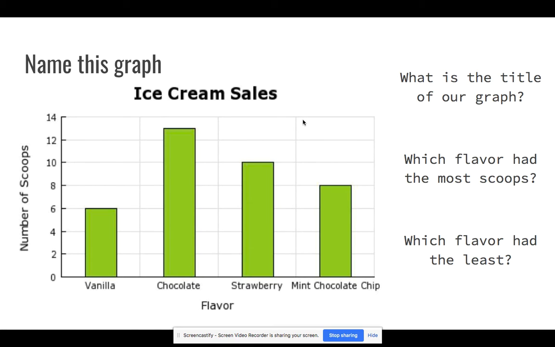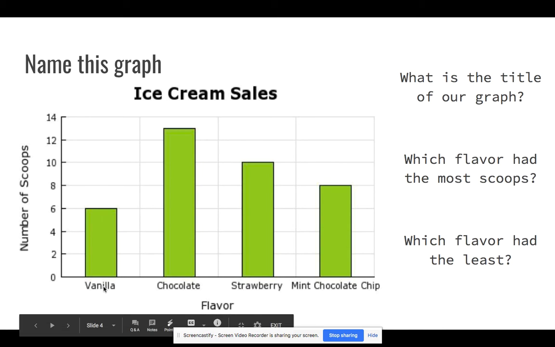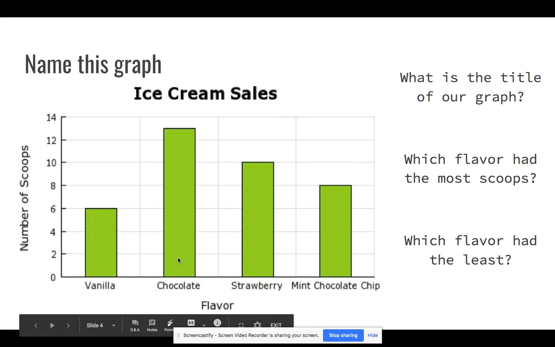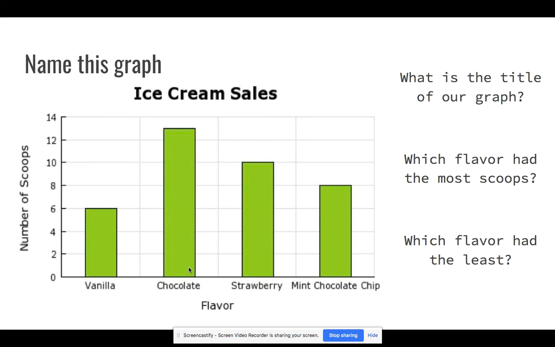Which flavor had the most scoops? Was it vanilla, chocolate, strawberry, or mint chocolate chip? Which one had the most? Correct. We can look at our bar graph and see that chocolate has the tallest bar, so that means chocolate had the most scoops sold.